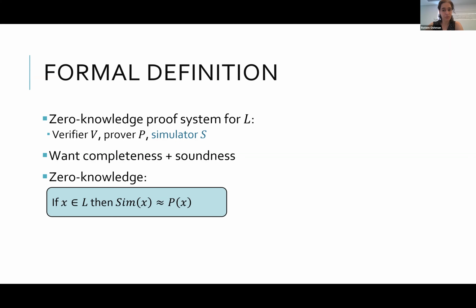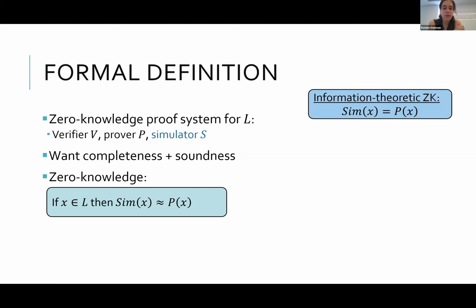And there are several different ways to capture this, as I said. In information theoretic zero knowledge, I want the simulator to generate a conversation transcript which is from exactly the same distribution as the conversations that the verifier would have with the prover. This is information theoretic. There's no difference between the conversation that I would really have with a prover P and this pretend conversation that the simulator generates. So this is a very strong definition.